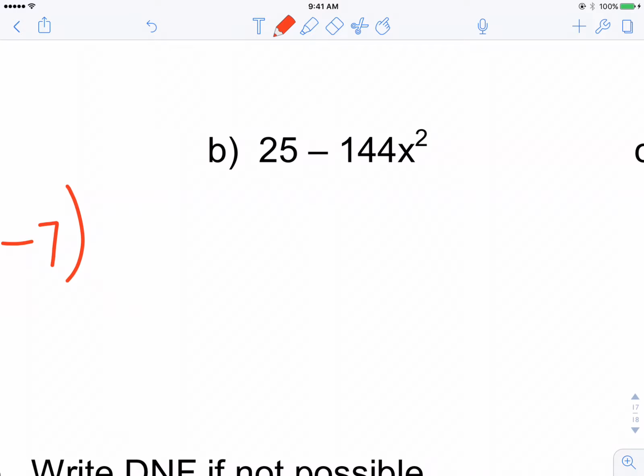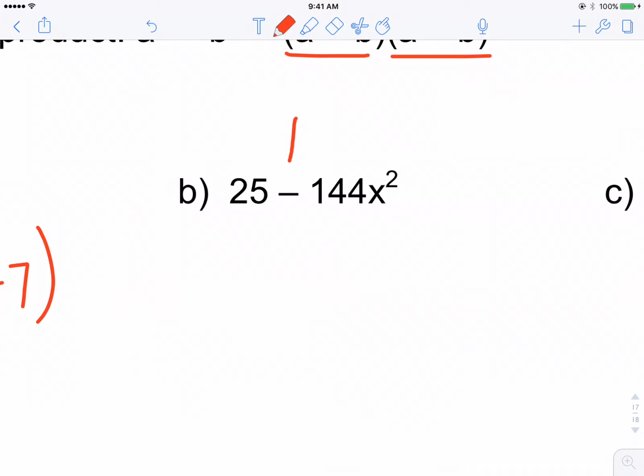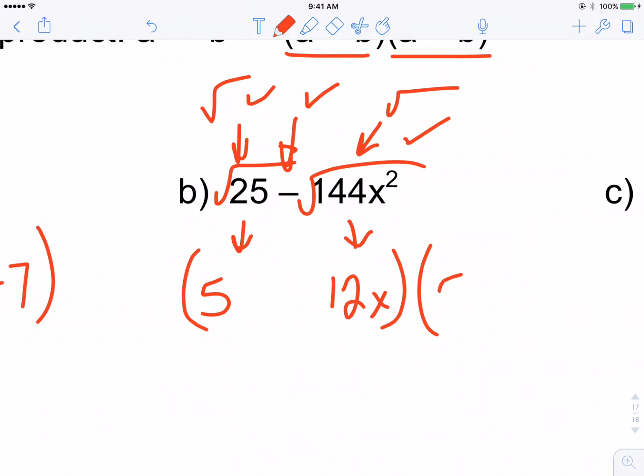Question B. 25 minus 144x squared. Ask yourself the same questions. Is this subtraction? Yes. Is this a perfect square? Yes. Is the first term a perfect square? Yes. So we've met all of our properties. I take the square root of 25, gives me 5. I take the square root of 144x squared, gives me 12x. Bracket, bracket, make a second bracket with the same thing. Make one plus, make one minus. Done.